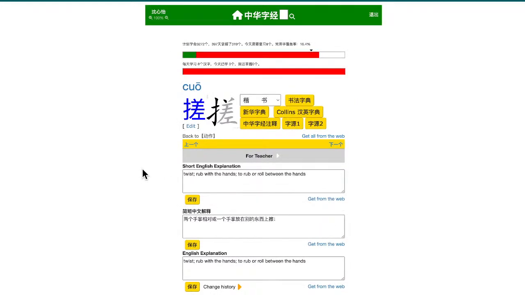Okay, let's start today's lesson. Today's first character is 搓.